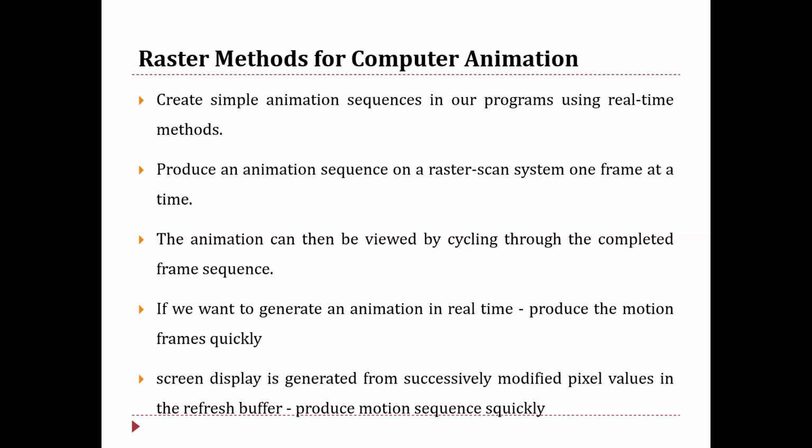When we are watching a movie, because the screen display is generated from successively modified pixel values in the refresh buffer, we can take advantage of some of the characteristics of the raster scan refresh process. And what is that? It is to produce motion sequences quickly. So these are the important points that are associated with our raster method.